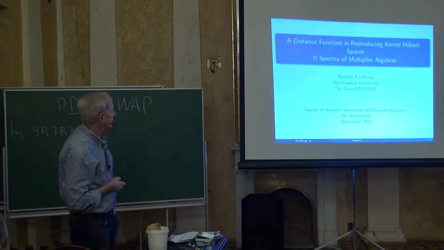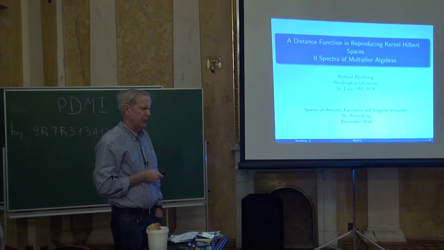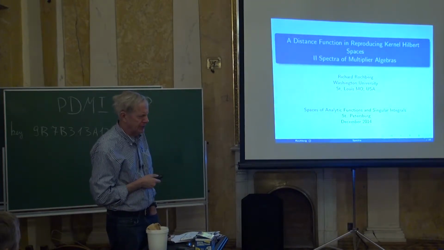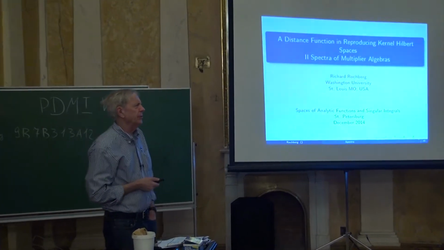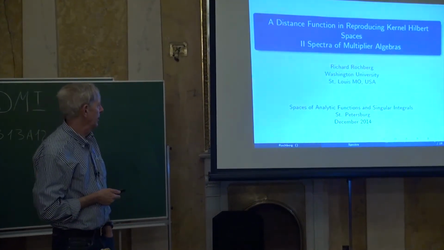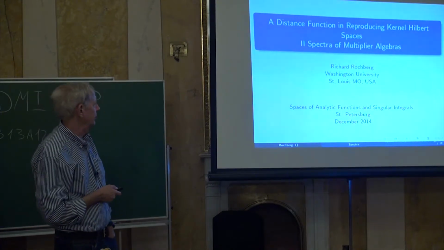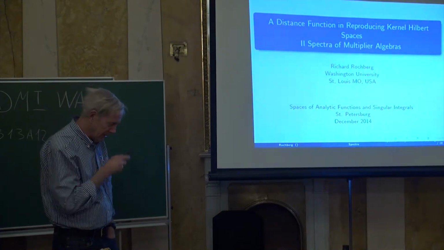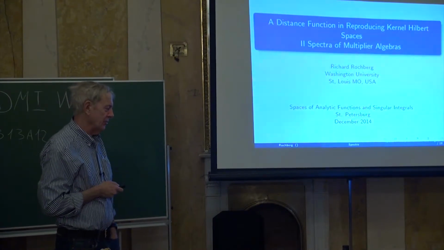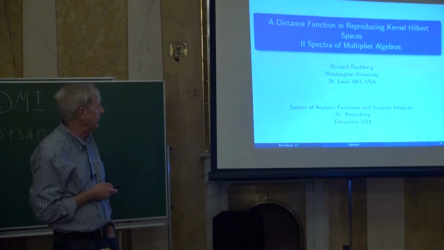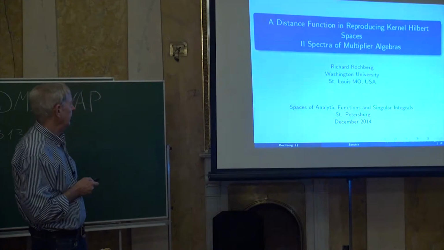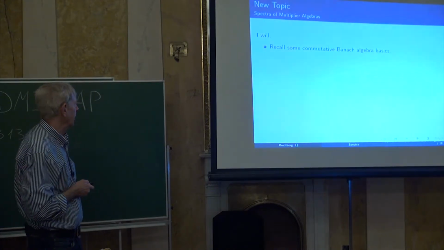In the previous hour, I told you about some questions about interpolation theory for the Hardy space and related spaces. This talk is in that same spirit, but it's taking what we know about the Hardy space and trying to see how it generalizes to other contexts. But now I want to talk about the spectrum of the multiplier algebras.